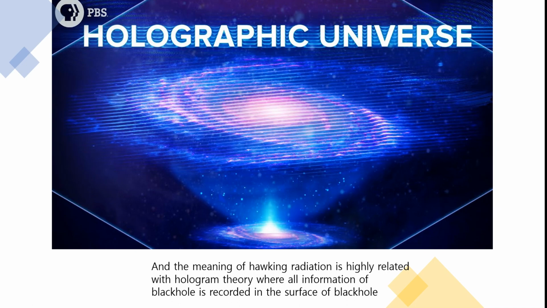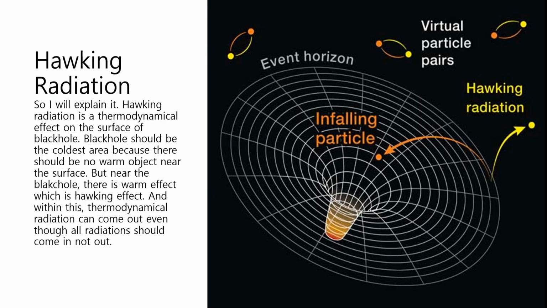The meaning of Hawking radiation is highly related with hologram theory, where all information of a black hole is recorded in the surface of the black hole. So I explain it. Hawking radiation is a thermodynamical effect on the surface of a black hole.